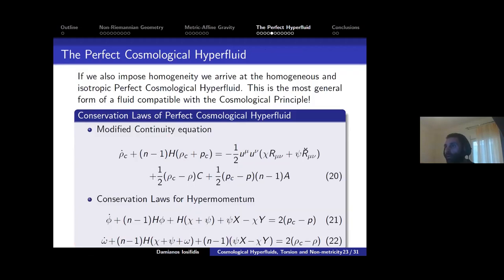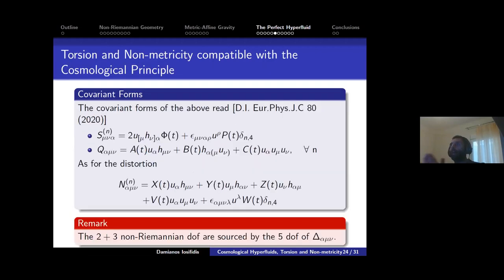Let me also note that there appear quite some symbols here, this C, A, we'll discuss what these are. So we did this for hypermomentum. If we do the same for torsion and non-metricity, the components were known, but we showed how this can be written covariantly in this fashion. So we have phi and P, which are the functions that have to do with torsion, and also A, B, C are the non-metric degrees of freedom. And this is the distortion. These are related, as we showed in the beginning. These psi, etc., are related to A, B, C, etc., because we have the relation of the distortion tensor in terms of torsion and non-metricity.